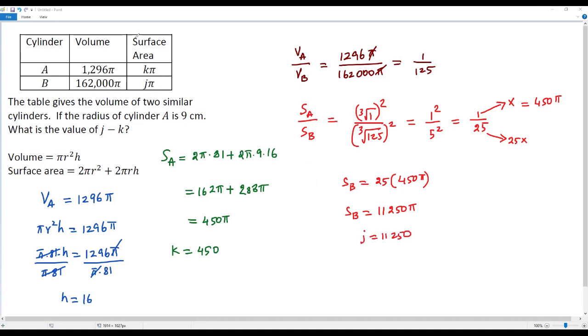Our aim is to get the value of this expression J minus K. Let me write over here J minus K. For this J, we can plug in this value 11,250, and for K, we can plug in 450. When I simplify this, I am getting 10,800. Therefore, the value of the expression J minus K is 10,800.